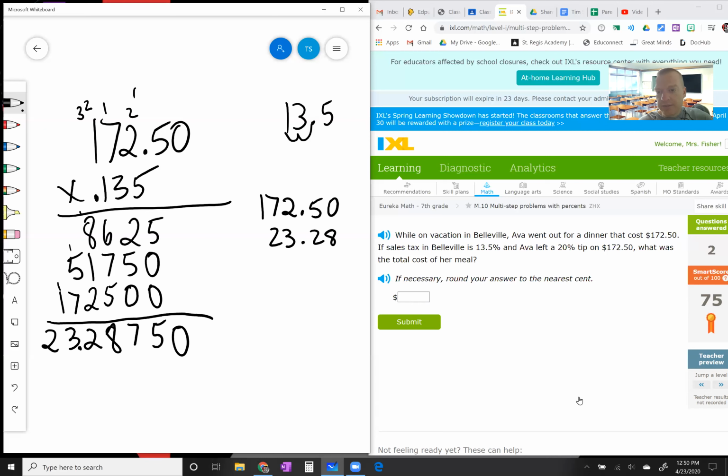Lastly, she had left a 20% tip on $172.50. So I'm gonna erase all this. Actually, I'm just gonna erase all this.